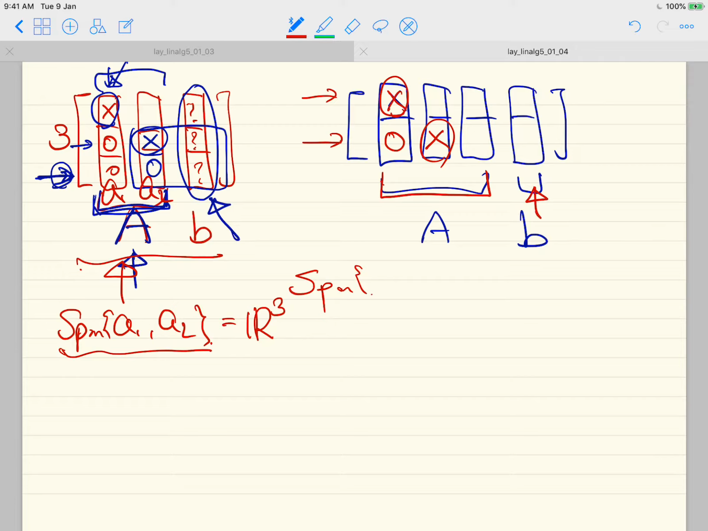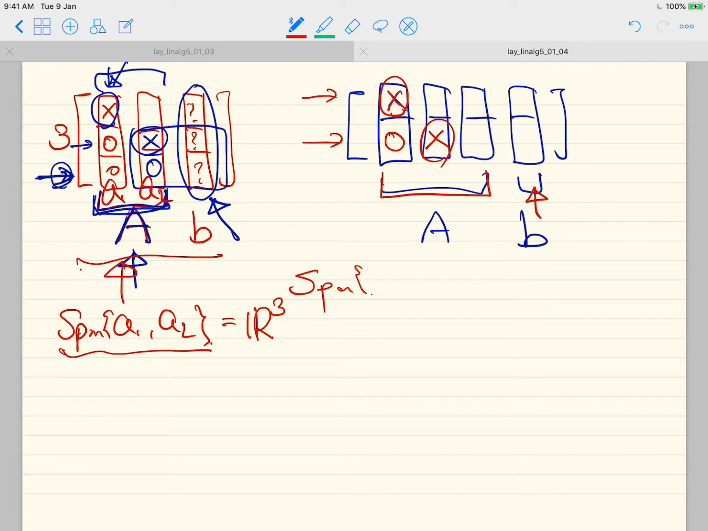So if we can cover the entire three-dimensional space by using the span of the columns of A, this is when we can guarantee that we always have a solution regardless of any vector b, right? But would it be possible at all?